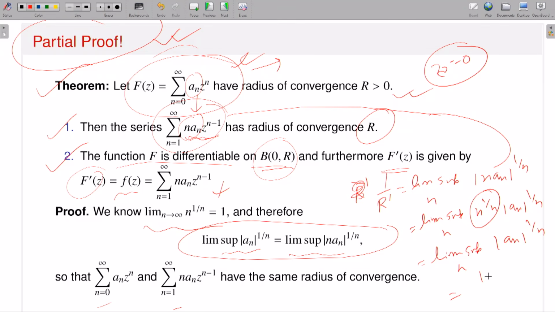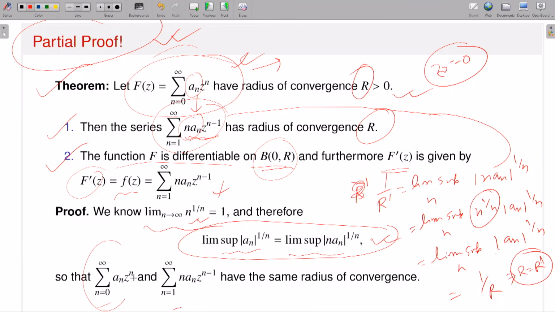And this is what is called 1 by r. This r is the radius of convergence of this, so this implies r is equal to r prime. Because the limit as n approaches infinity of n to the power 1 by n is 1, if this is true, then this lim sup is the same as this lim sup, and therefore r is equal to r prime.